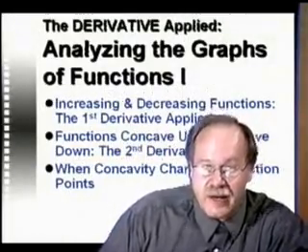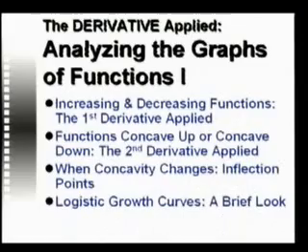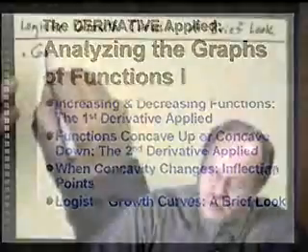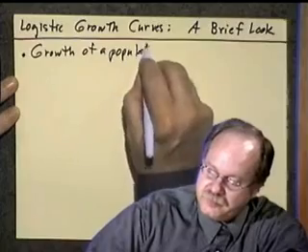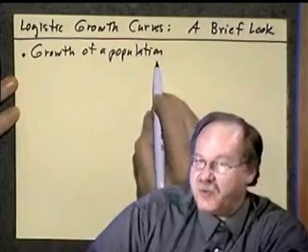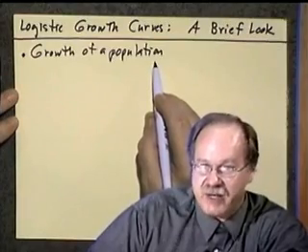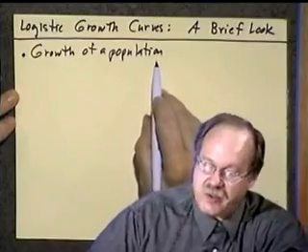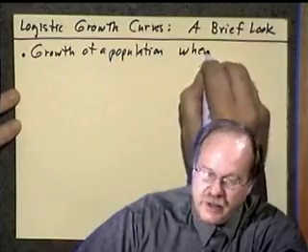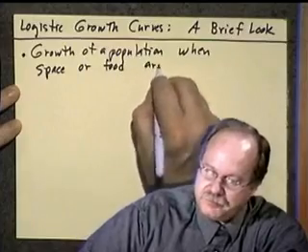One last note as a look ahead, we will look at what are called logistic growth curves and just give them a brief look. Logistic growth curves are curves that represent growths of population, so the growth of a population. But rather than just the growth of a population with no restrictions, real populations are limited by food and space and so on. So what would the graph of a population with those kinds of limits actually look like? So the growth of a population when space, say, or food are limited.